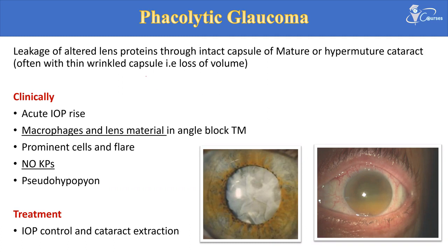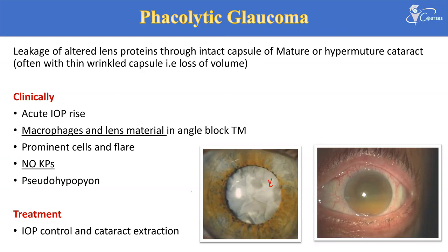So those patients who have hypermature or mature cataract will have a wrinkled capsule, and they will have more incidence of diffusion of lens protein from inside the lens to outside the lens. What happens when there is diffusion of lens protein? The macrophages will recognize it because the lens proteins are antigenic, so they will engulf these lens proteins. Then the macrophages will be swollen with the lens proteins and deposited into the trabecular meshwork, causing blocking of the trabecular meshwork.